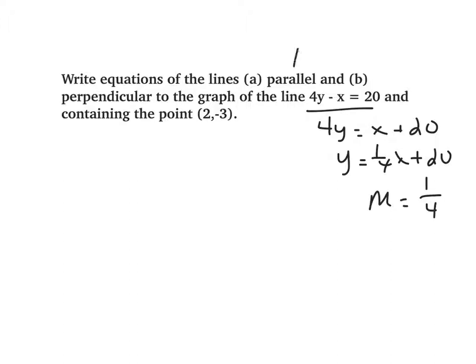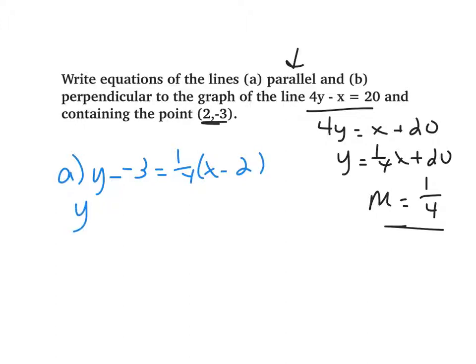So if I'm going to do parallel, I'm going to use the same slope, and I'm going to use that point. So there I said point-slope. So part A, I'm going to do y minus the y coordinate, which is -3. The slope, which is 1/4, x minus the x coordinate, which is 2. So y minus -3 is y plus 3. Distribute the 1/4. 1/4 times 2 is 1/2.